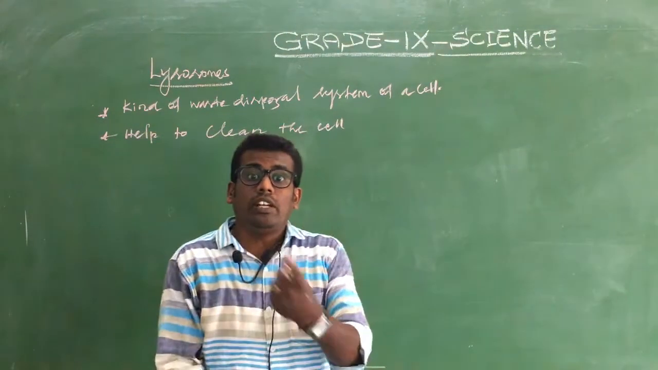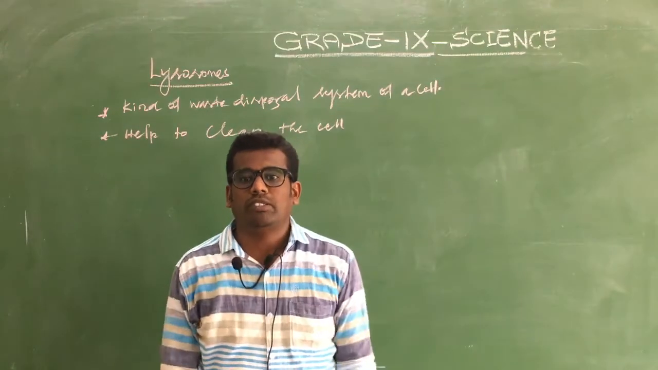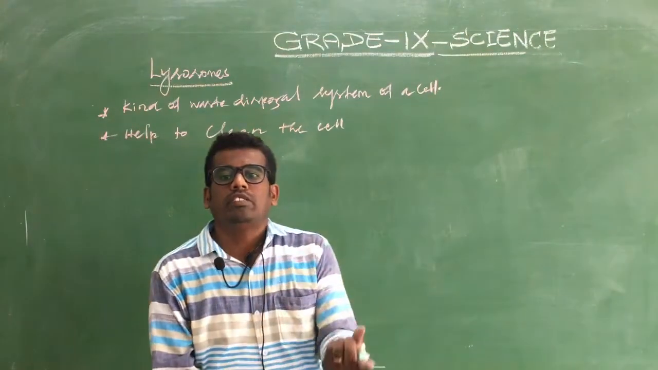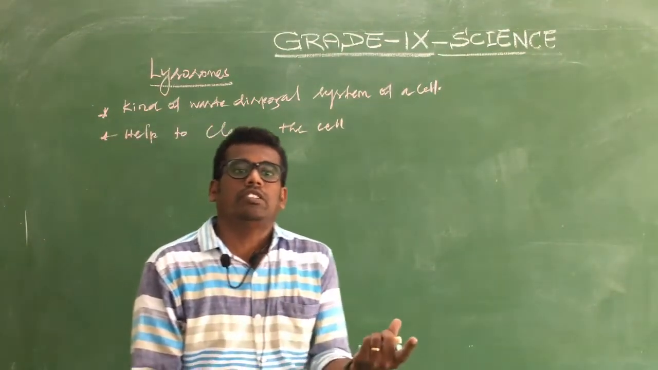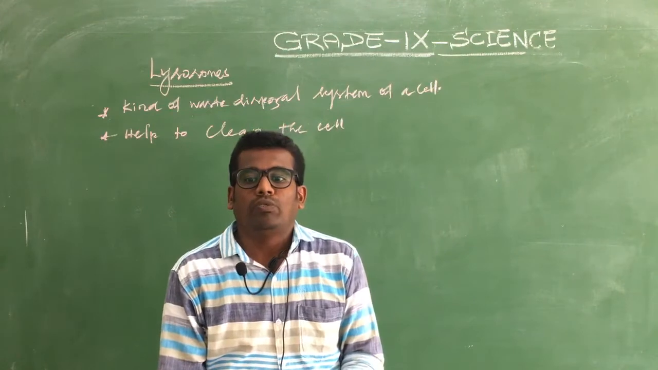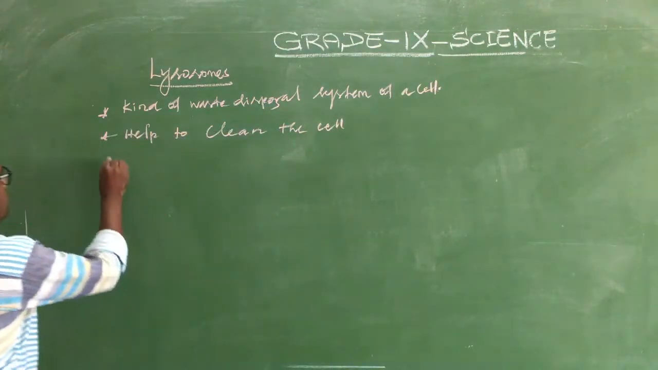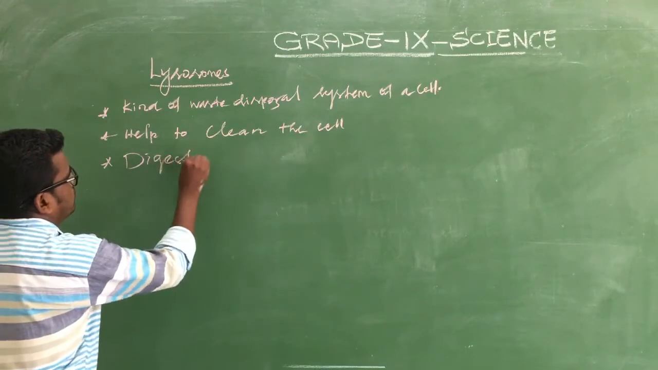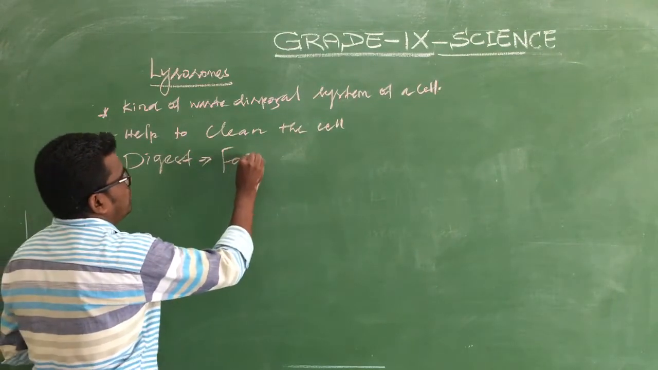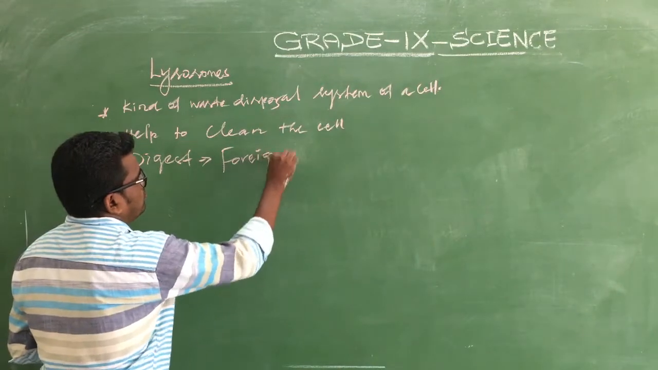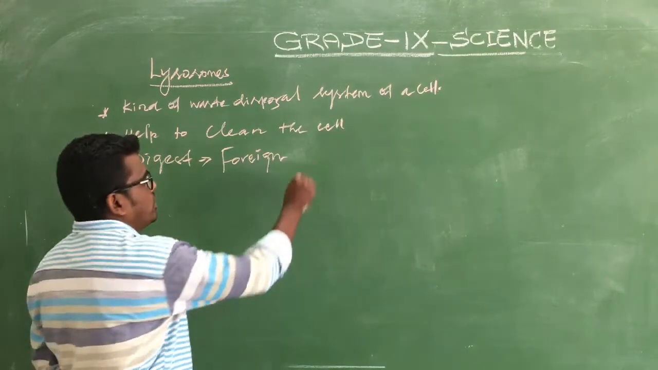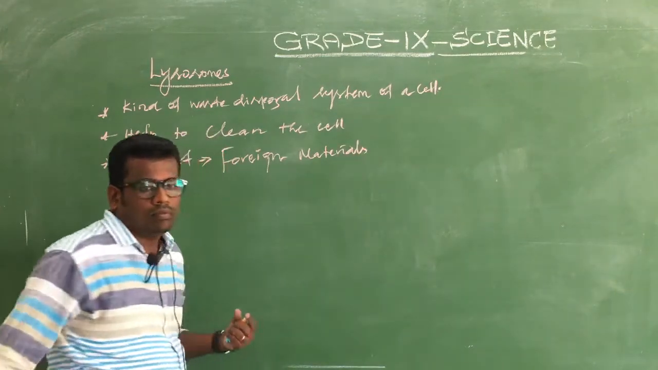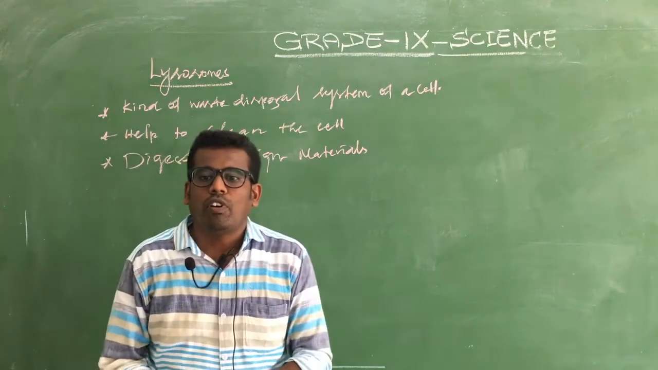How does it clean the cell? It digests the waste. So what type of waste is digested by the lysosome? The first one is foreign materials.